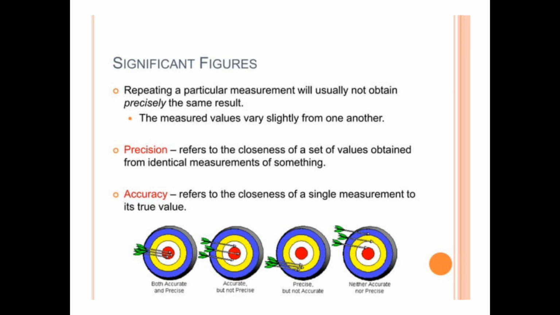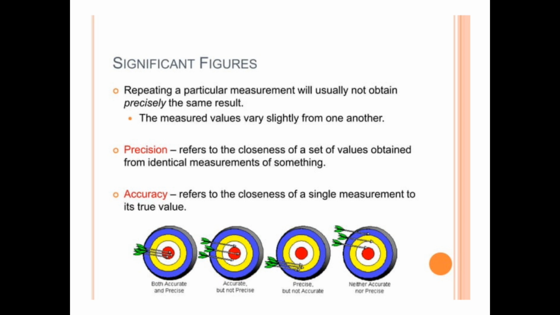Now one of the measurements hit the center, so it is accurate. However, the other ones were not close at all to the center, so they are not precise. So this is accurate but not precise. Now if you check the other ones, where you have precise but not accurate.